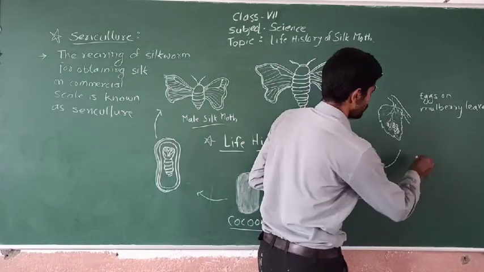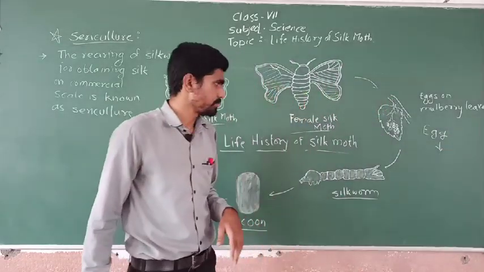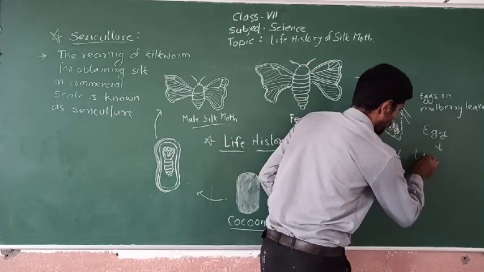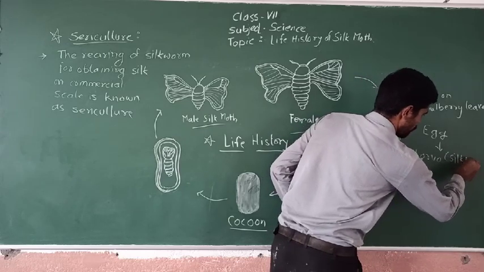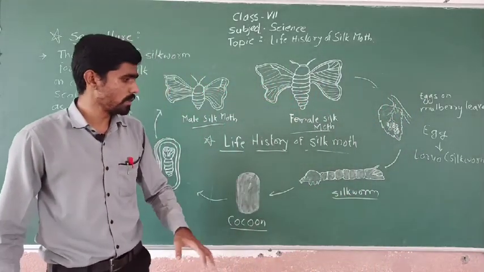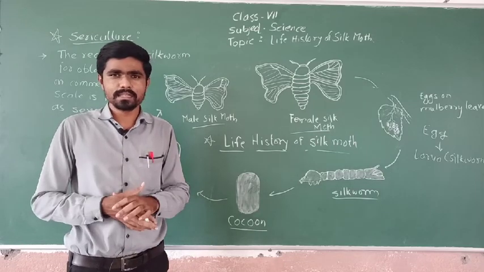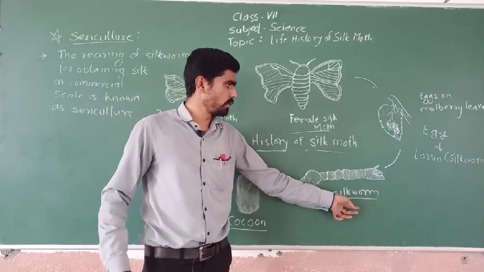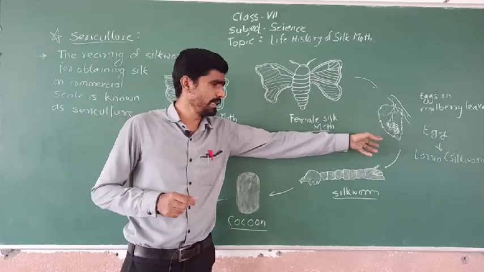Now we will write here the sequence. Egg hatches out to form silkworm, that is larva. Egg converts into larva. Larva is nothing but silkworm. Then this silkworm feeds voraciously, feeds continuously. What does it feed on? What is the food or the priority of silkworm here? The priority of silkworm here is finely chopped mulberry leaf itself.